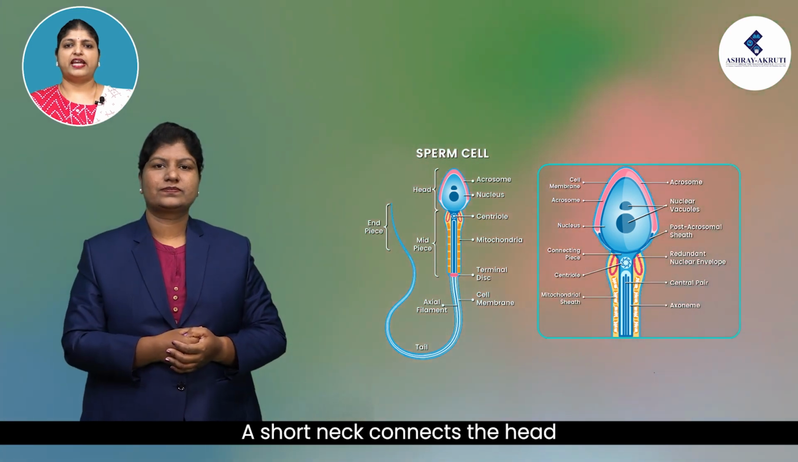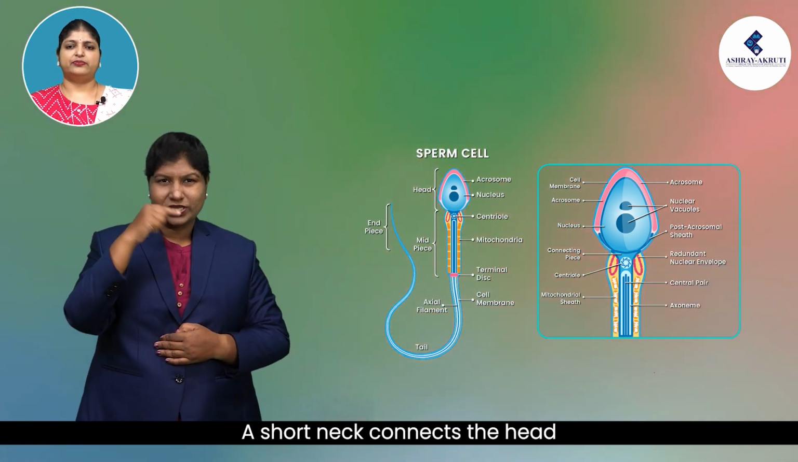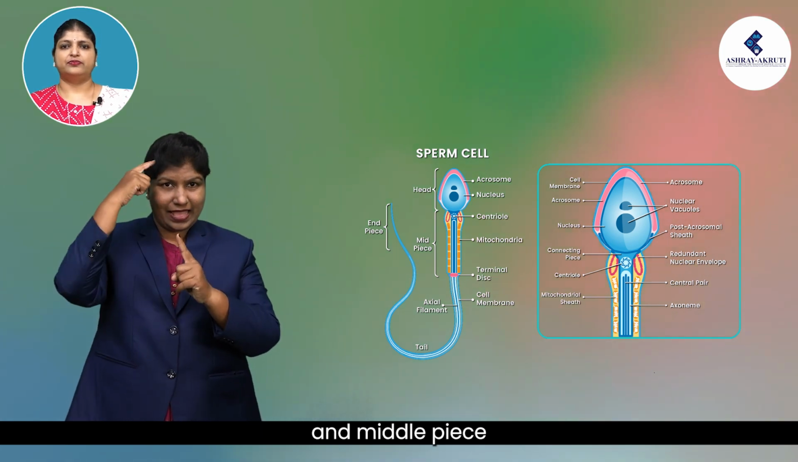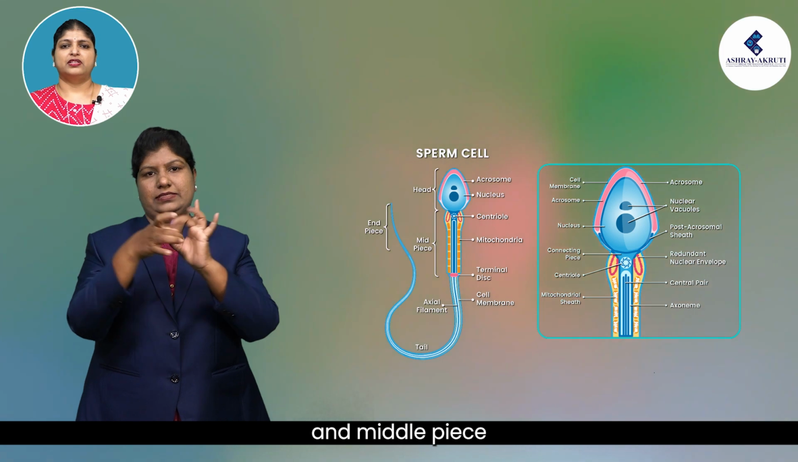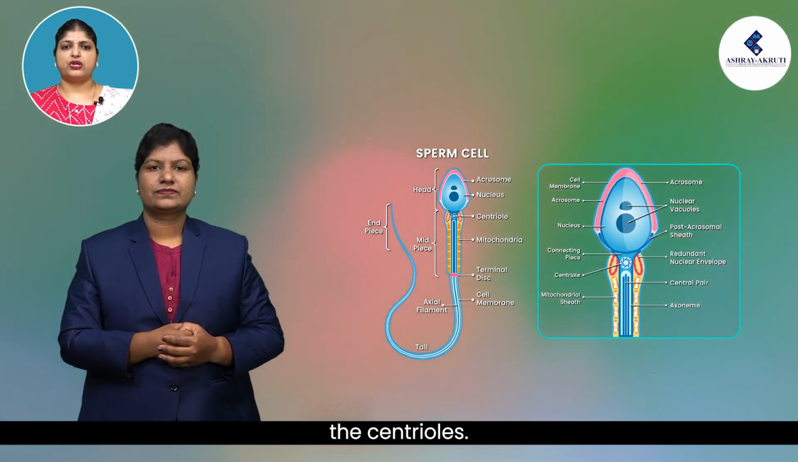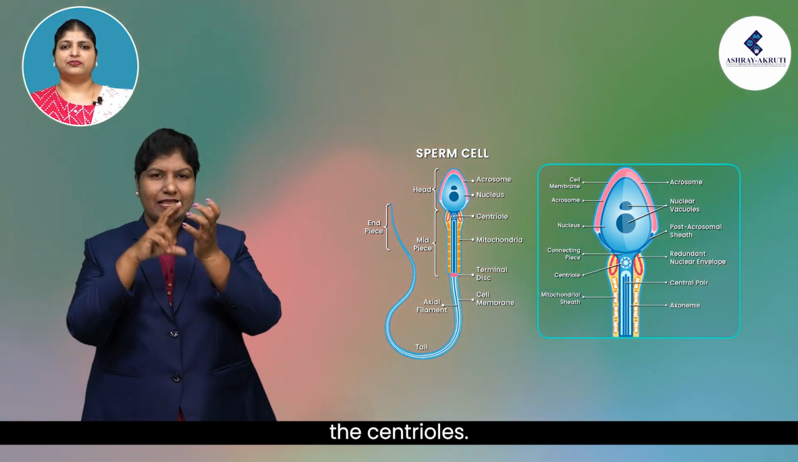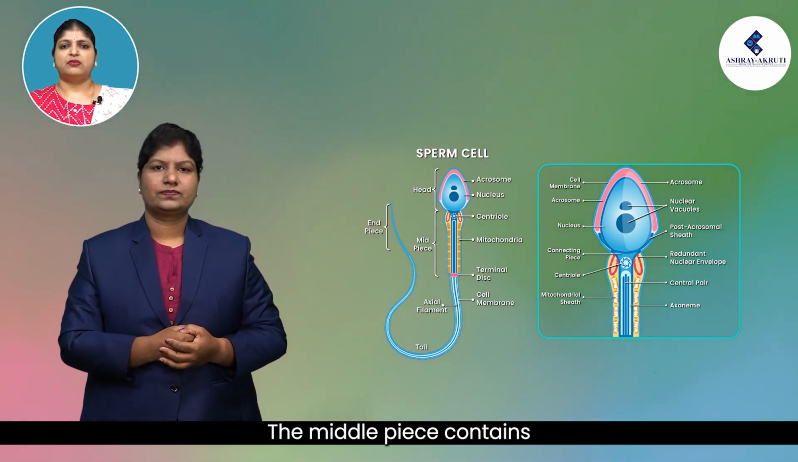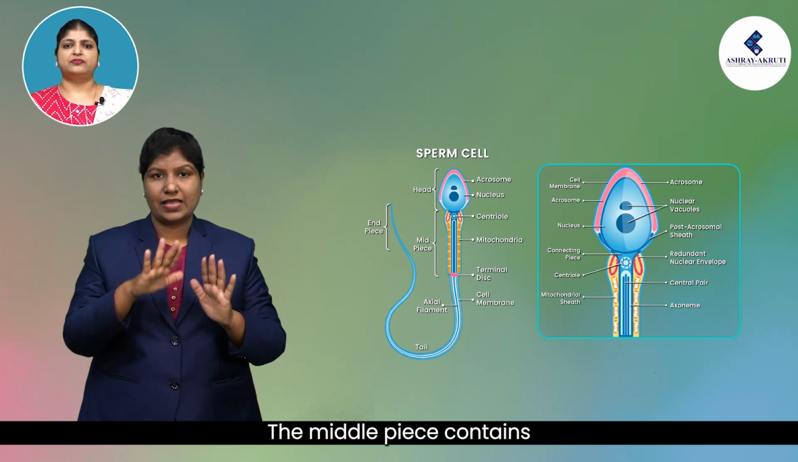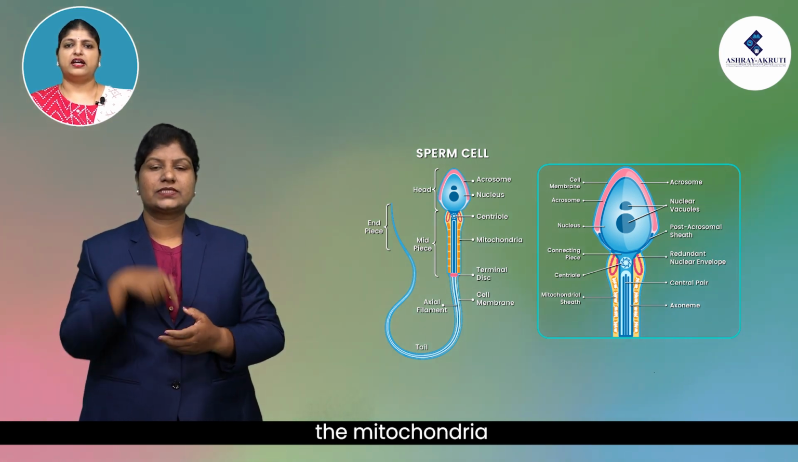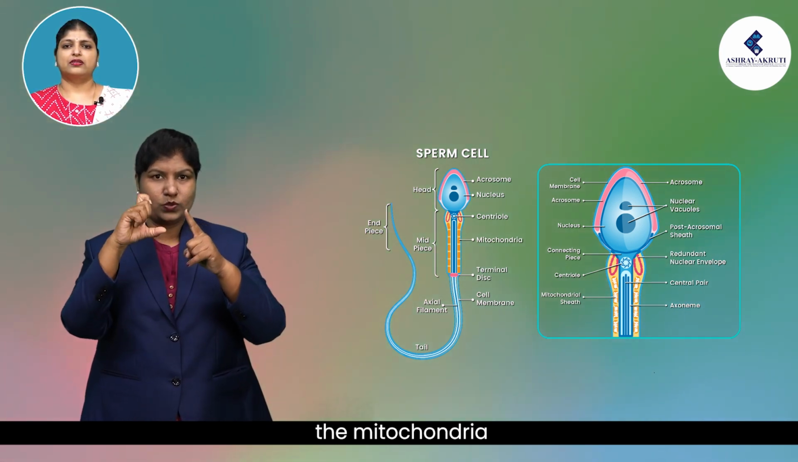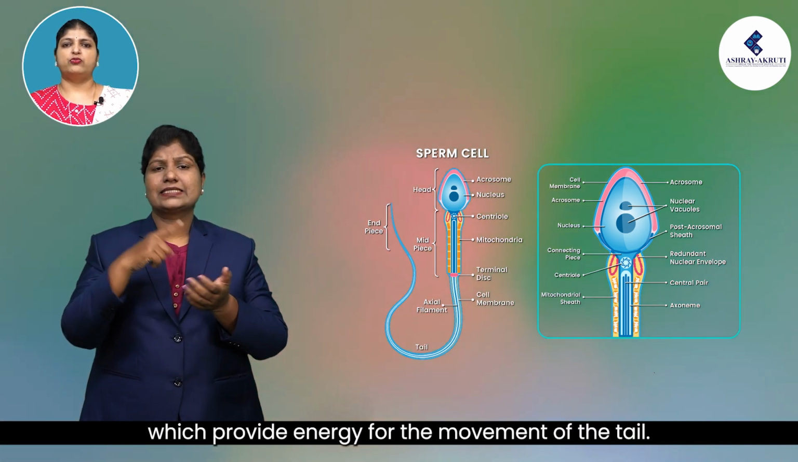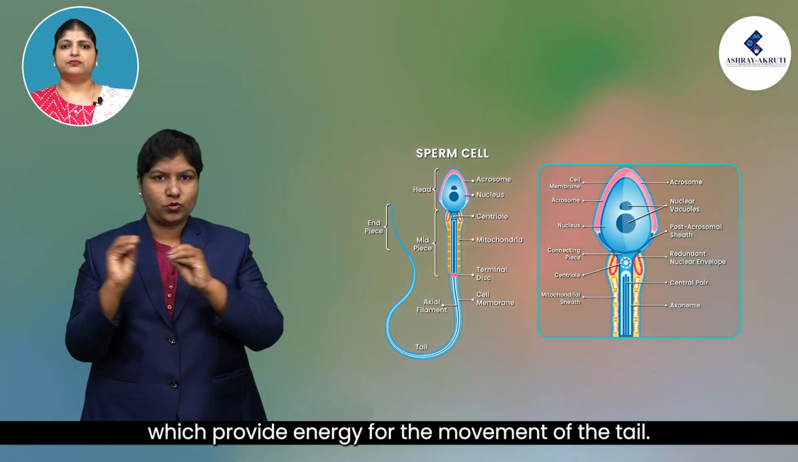A short neck connects the head and middle piece, which comprises the centrioles. The middle piece contains the mitochondria, which provide energy for the movement of the tail.